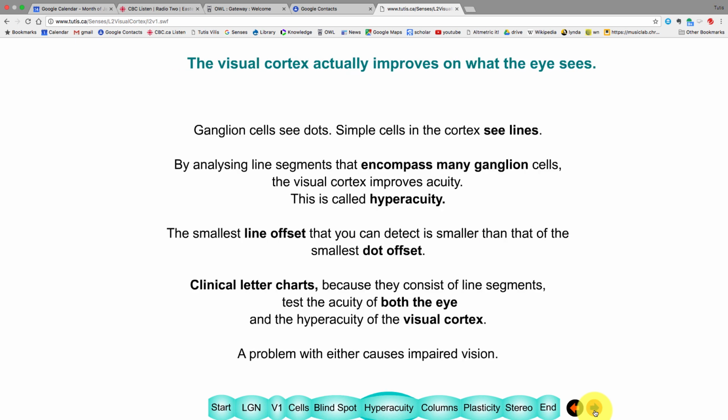Okay, so the ganglion cells see dots, but the simple cells see lines. And by analyzing the segment, you get this hyperacuity, like an acuity that's better than that of the eye. And clinical letter charts use this hyperacuity to actually improve on what you can see. So when you get your eyes tested by an optometrist or an ophthalmologist, remember that what you're being tested for is not just your eye, but also how good your cortex is.